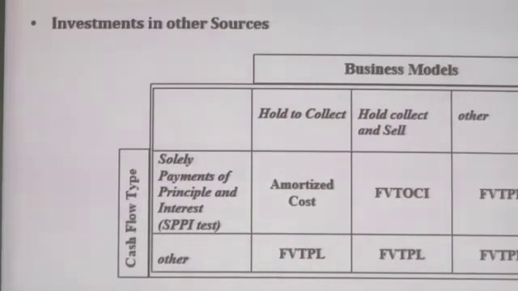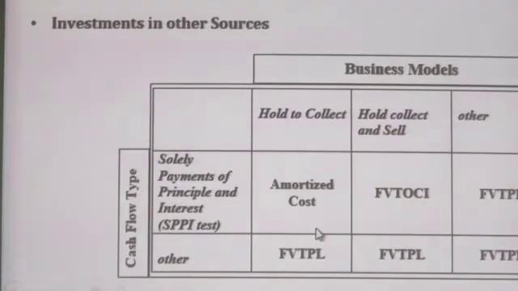You can see there is a matrix here, cash flow type, here business model. Now you have the classification I have made on the whiteboard. Compare with that. Business model is hold to collect. SPPI satisfied, solely payment of principal and interest. Hold to collect measured at amortized cost.